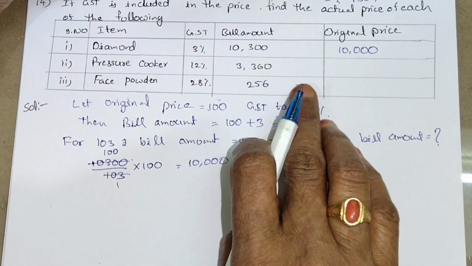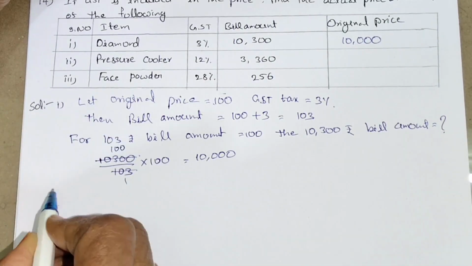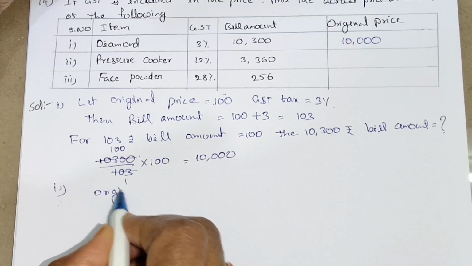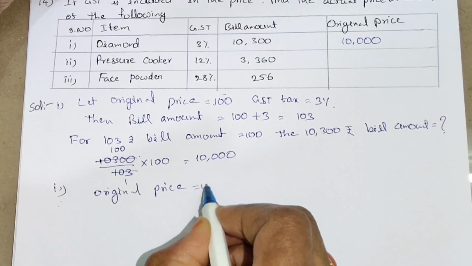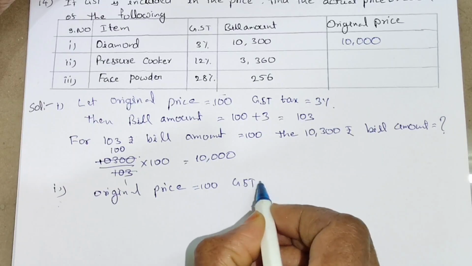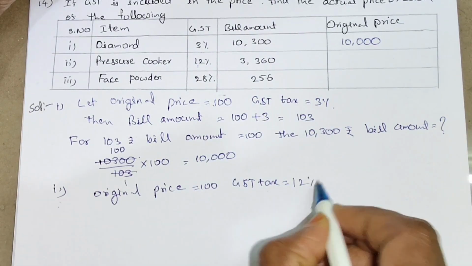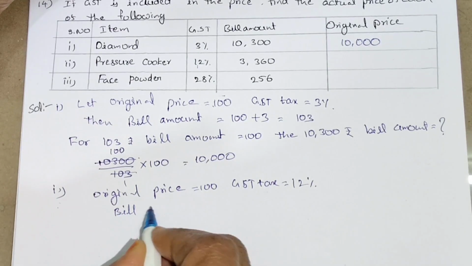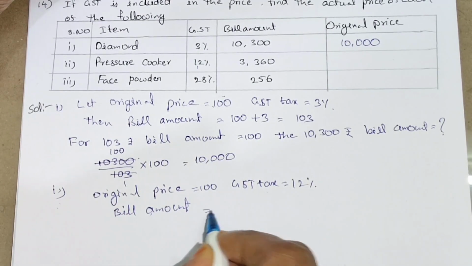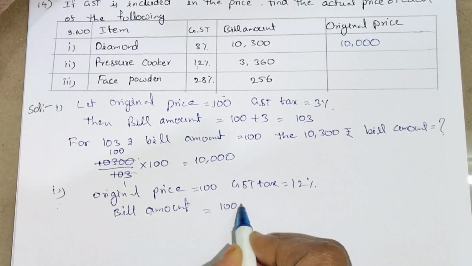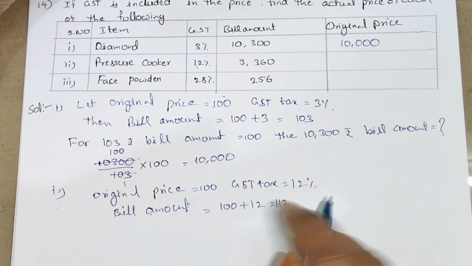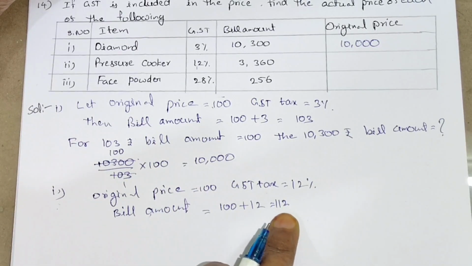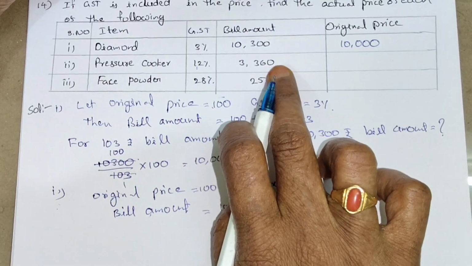We do the same method for the other two problems. Next, the second one. The original price is 100 rupees and GST is 12 rupees, since the second one is 12% GST. Total bill is 100 plus 12, 112 rupees, the final bill. Now the bill amount here is 3,360 rupees.